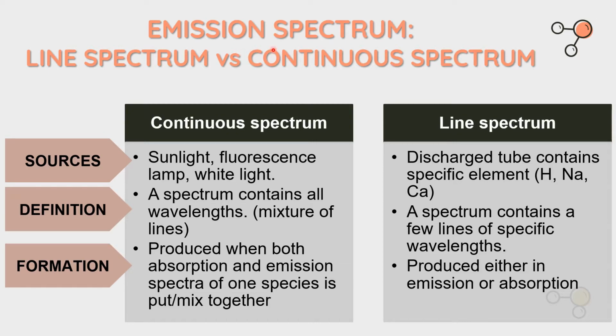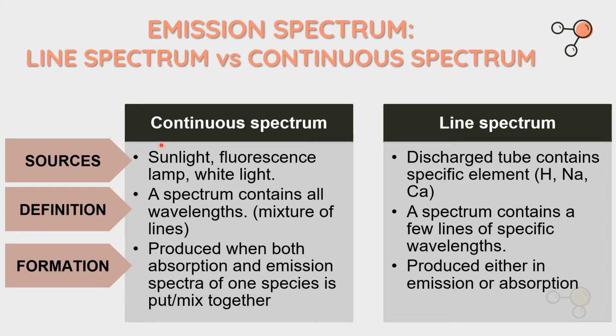From the emission process, we can identify how much energy is released from the reaction, together with its respective wavelength and frequency, by studying the emission spectrum. There are two types of emission spectrums. They are line spectrum and continuous spectrum. So here are the differences between the two spectrums.